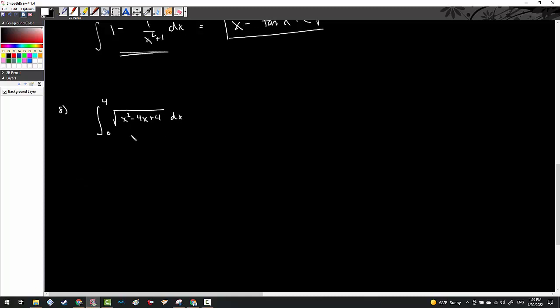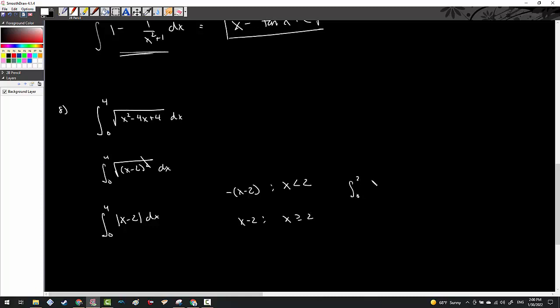So what I'm going to do is factor the inside. And what I get is the square root of x minus 2 squared dx, because it's a perfect square trinomial. These guys are going to cancel, and I end up with the absolute value of x minus 2. Please don't forget that absolute value. Now at this point, you might be tempted to make a piecewise function and say that it's the negative version of x minus 2 when x is less than 2, and it's the positive version of x minus 2 when x is greater than or equal to 2. And then you integrate from 0 to 2 of the negative version, so I'll just call it 2 minus x dx, plus the integral from 0 to 2 of x minus 2 dx.